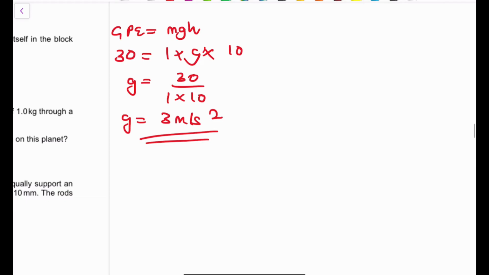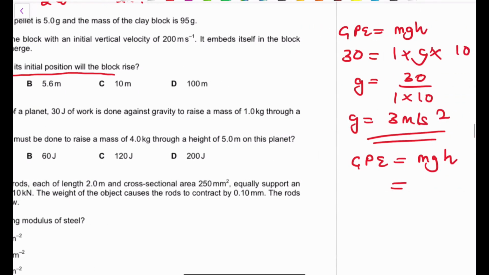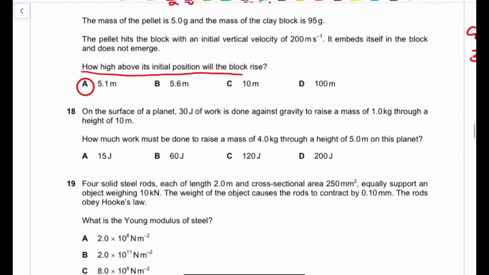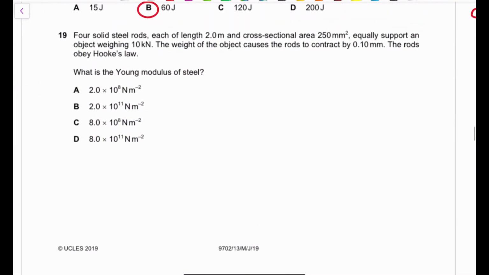So how do you find the value of GPE? The value of GPE is equivalent to mg multiplied by h. So that's basically 4 multiplied by 3 multiplied by 5.0, which gives you 60 joules of energy. 60 joules, and the answer is B. Very important. Let's move on.